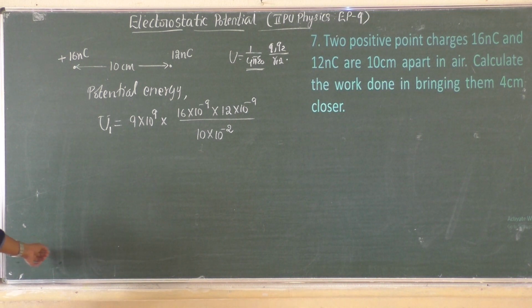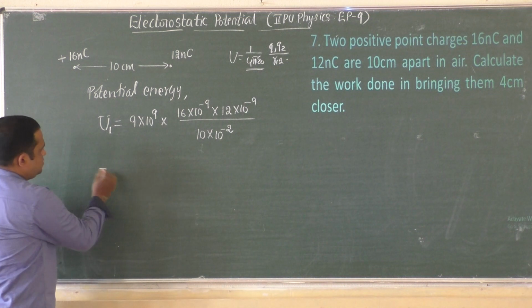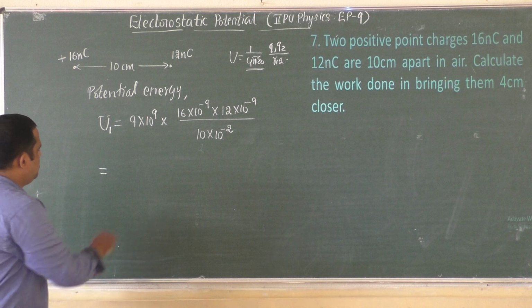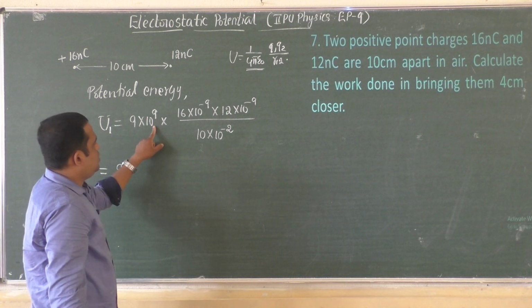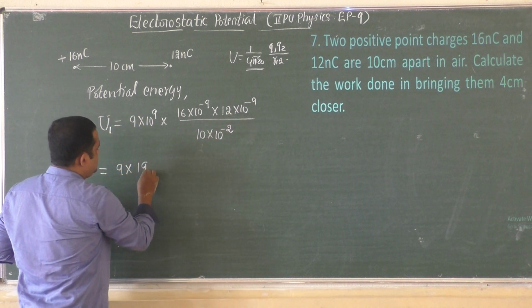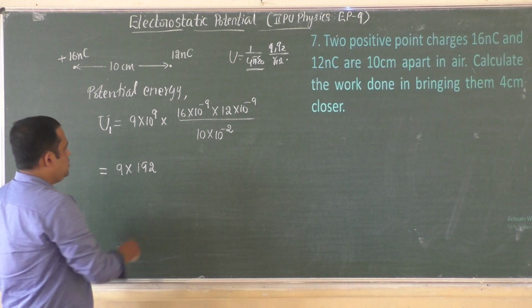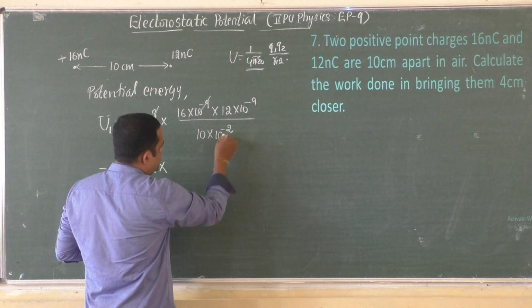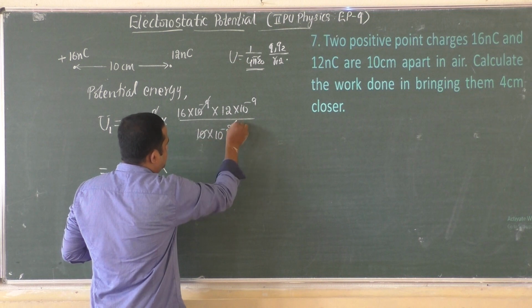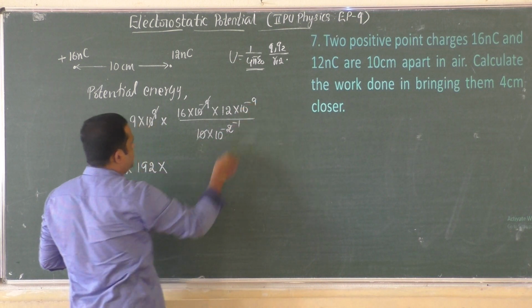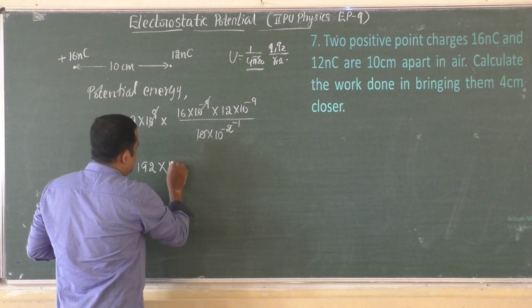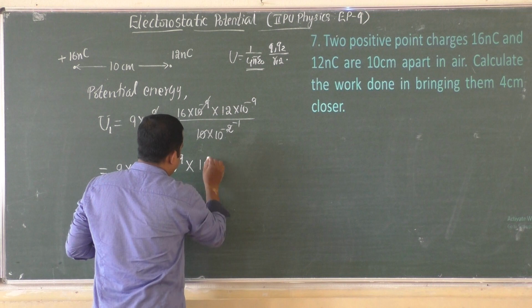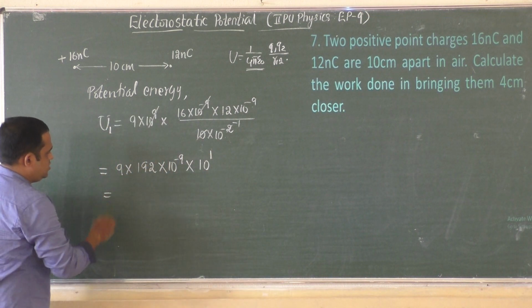Now calculate the values or find the answer for this. It is equal to 9 into 16 into 12, that is 192, into 10 to the power plus 9, 10 to the power minus 9 cancels. Here 10 to the power 1, 10 to the power minus 2, that means it is 10 to the power minus 1 here. If you take that 10 to the power minus 1 here, it becomes 10 to the power plus 1. So multiply the values.